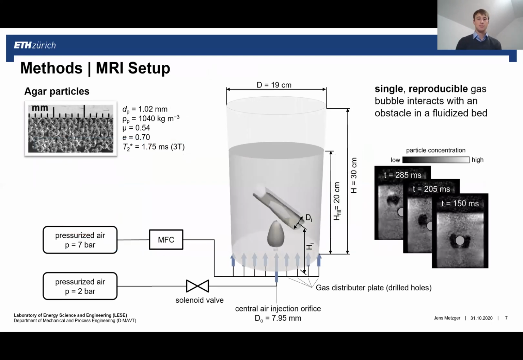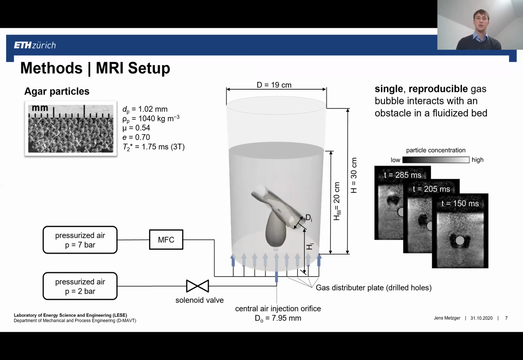Now, the setup of this experiment is the following. We have the granular bed, which contains those core-shell particles, so the agar particles, with about 1 millimeter diameter. Then the whole bed is set into fluidization state by inserting pressurized air through a distributor plate at the bottom. In order to really study single reproducible gas bubbles, we inject those bubbles by means of a central air injection orifice in the center of the bed. This injects a gas bubble that interacts with an obstacle inserted into the bed.